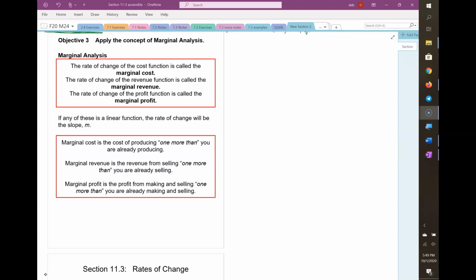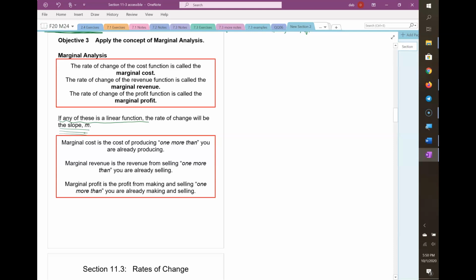If you're finding the rate of change of a distance traveled function, you're finding speed. So rate of change is general, and then it depends on the context. And in our context, we're going to call the rate of change the marginal quantity. So if you have a linear function, your rate of change will be the slope m. And then we're going to get more complicated, but at first, we're just going to look at linear functions so we can study this concept of marginal quantity.